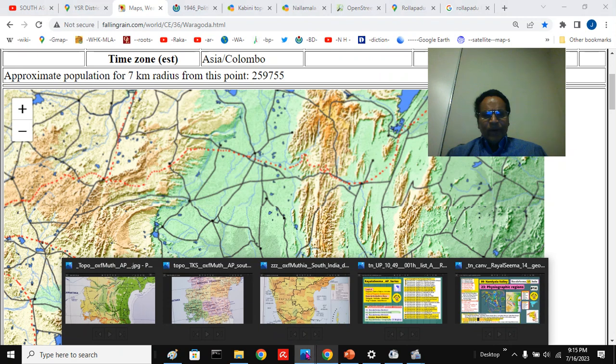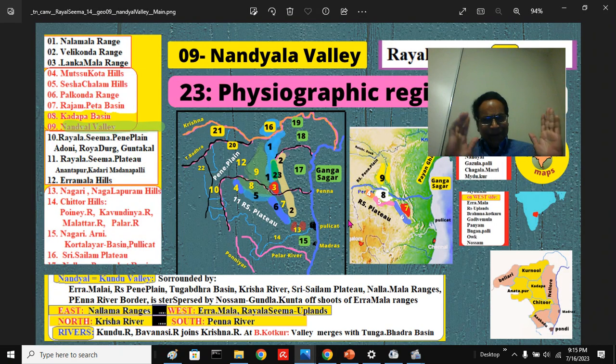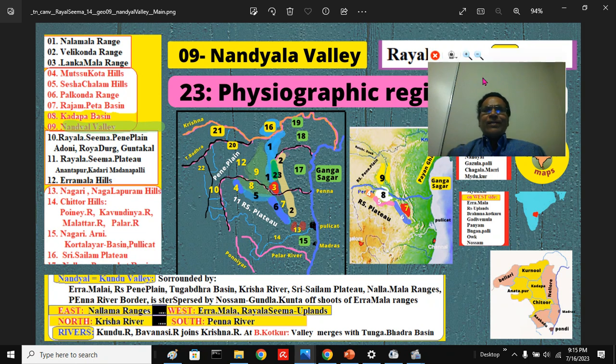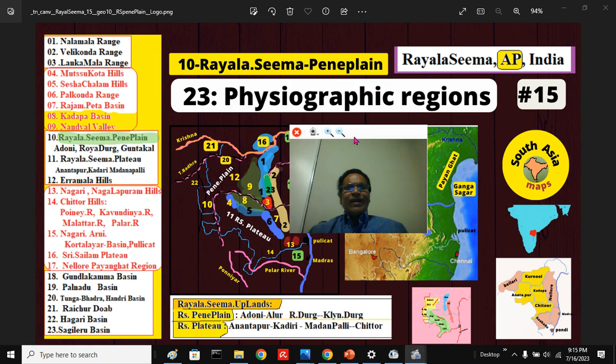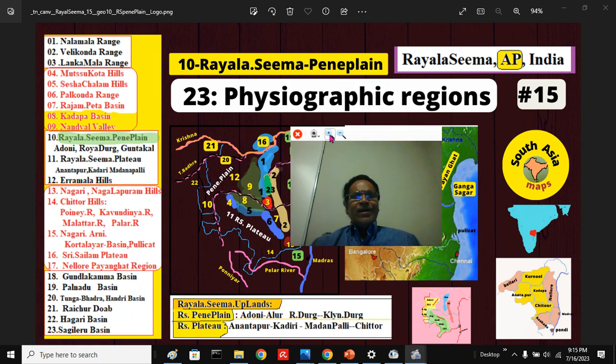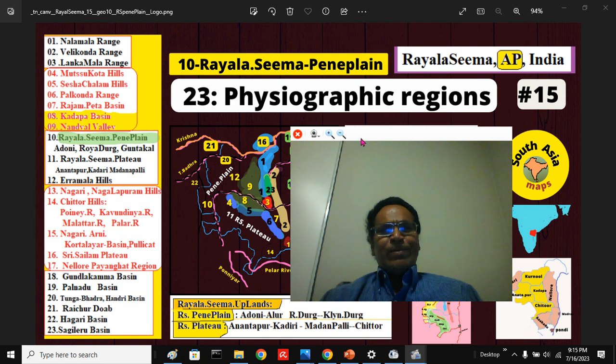That is about the fascinating Nandyal Valley. It is an agriculturally very rich region. Commercially Nandyal is also a very important town. Proddatur, that is the other side of the Nandyal valley, is also a very important commercial town, on the bank of the Penna river, also overlooking the Kadapa Basin, and closely connected to Kadapa. So this is what we finish today, and next we'll look at the entire Rayalaseema upland regions, that are the three: the Erramala hills, peneplains and plateaus.